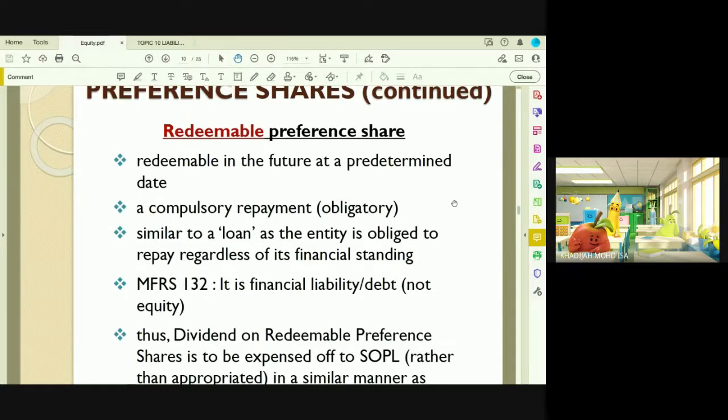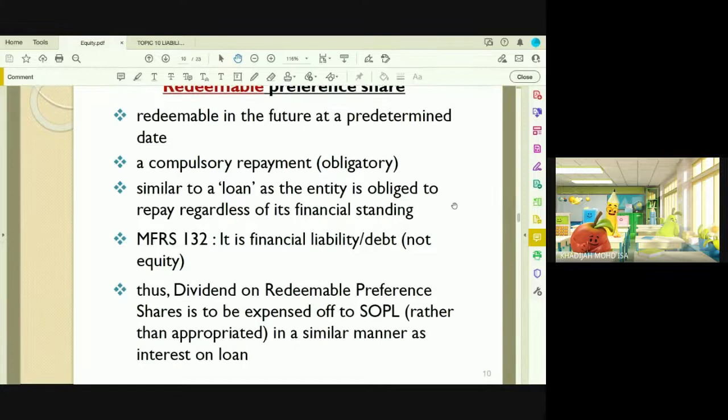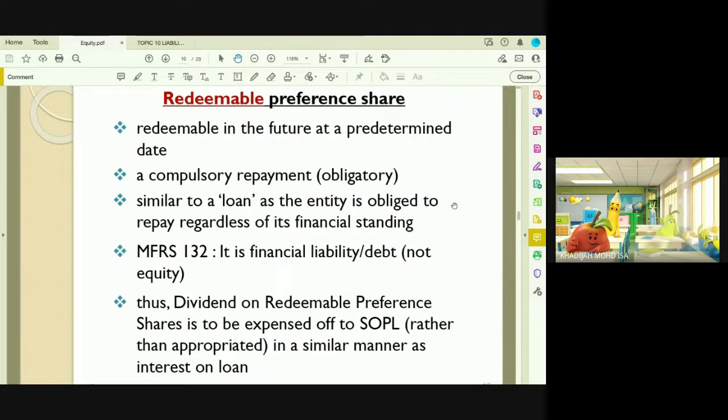But it's named as a redeemable preference share, and they also receive dividends. Yes, they have dividends, but the dividend is paid not from the retained earnings, but as an expense.